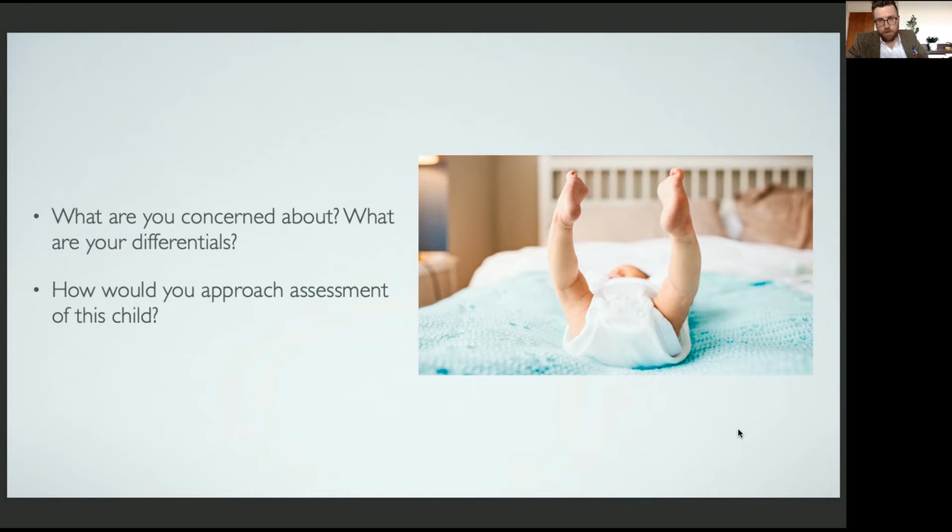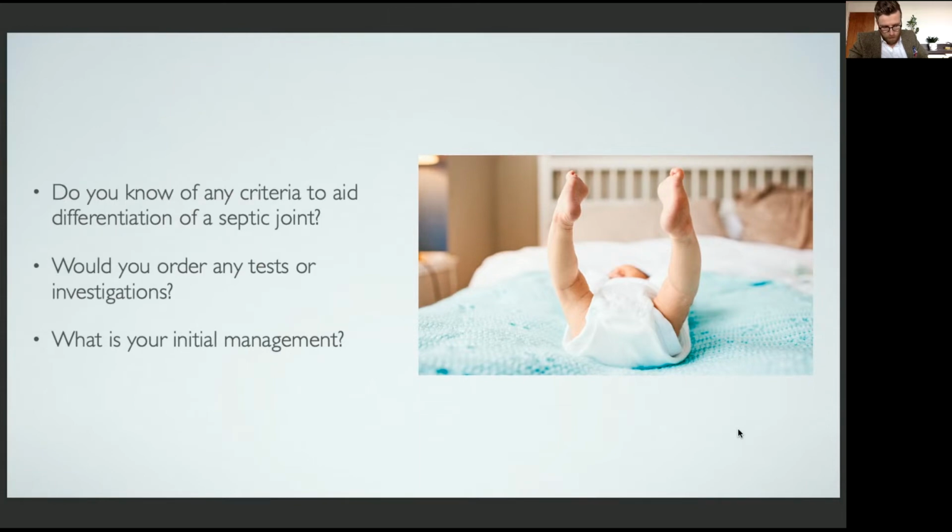DDH, again, in this age group, and missed DDH can be absolutely catastrophic. So excellent that we've remembered hip dysplasia. And I quite like the way that we're approaching this child with an A to E assessment before examining the joints. So with regard to examination of the hip joint, I should ask as well, does anyone know any tests for hip dysplasia?